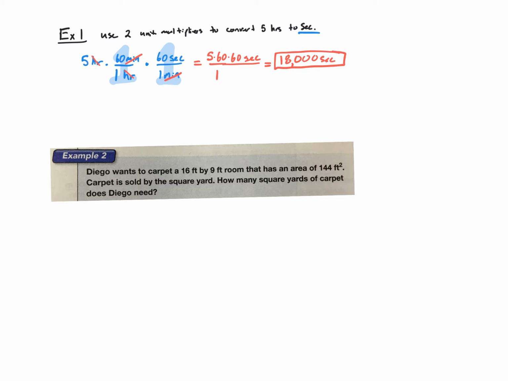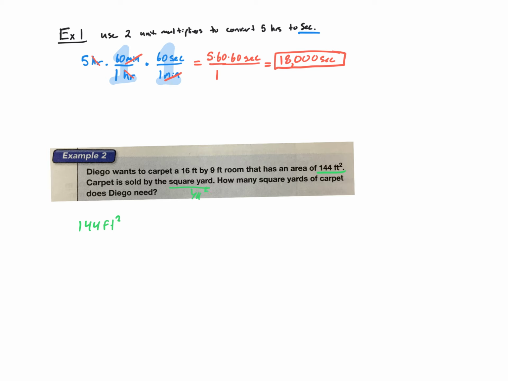This next one is example 2 from your book. It says Diego wants to carpet a 16-foot by 9-foot room that has an area of 144 feet squared. Carpet is sold by the square yard. How many square yards of carpet does Diego need? So we have this 144 feet squared. So I want to convert this into square yards, or yards squared.